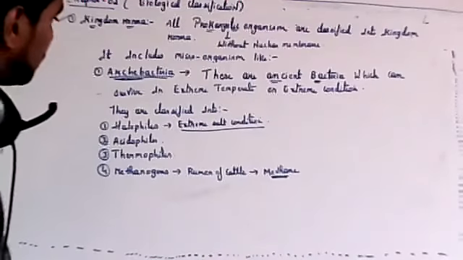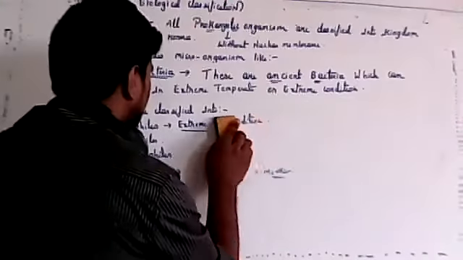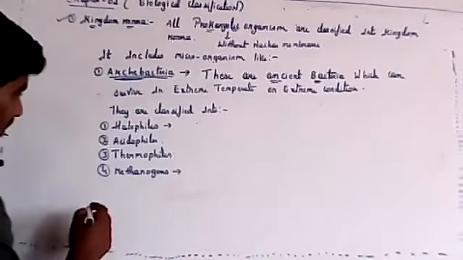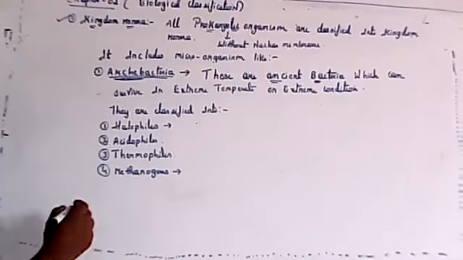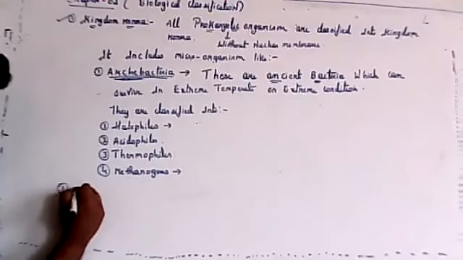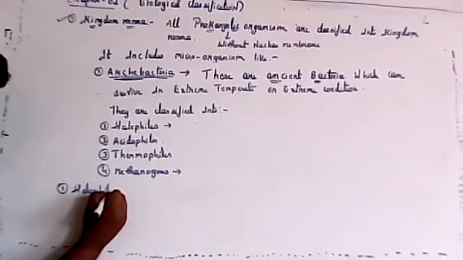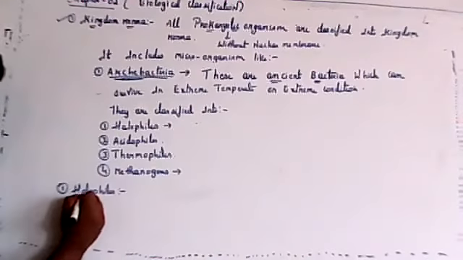So first is halophiles. For 1 mark, all four are important. What is halophiles? What is acidophiles? What is thermophiles? And what is methanogens? The first one is halophiles.